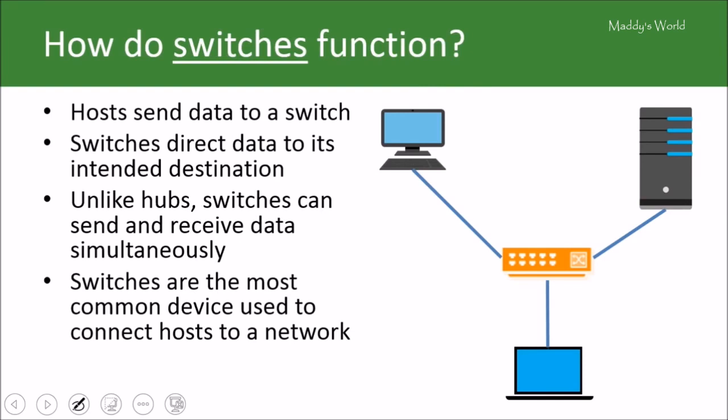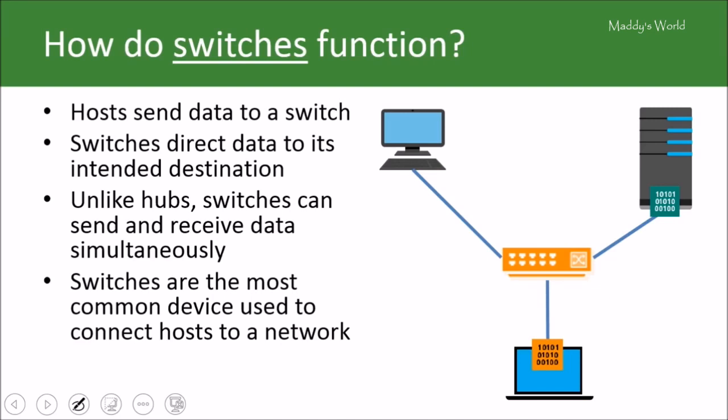We're able to correct this problem with devices called switches. And unlike hubs, switches send and receive data simultaneously, and they also send it directly to its intended destination. So take a look at this example here on the right. You've got data being sent simultaneously, not even necessarily between two different devices, but amongst different devices entirely, and they go specifically to their intended target.